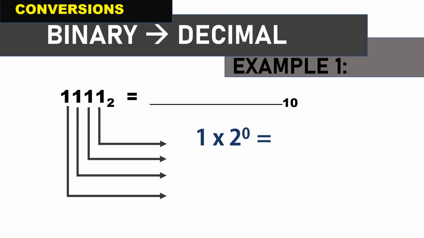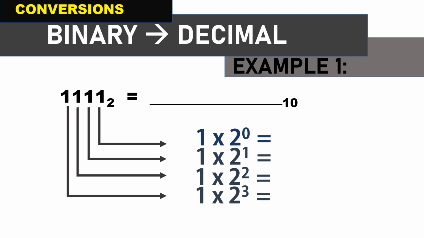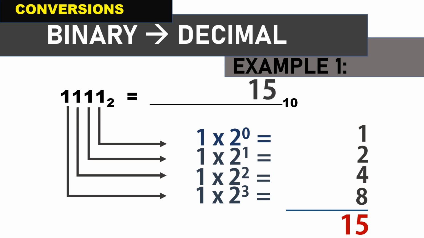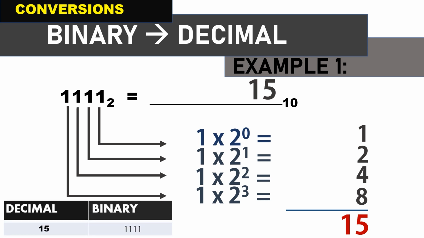So we have 1 times 2 raised to 0, then another one times 2 raised to 1, then another one times 2 raised to 2, then another one times 2 raised to 3. Then getting the product of that, we have 1 for the first one, then 2, then 4, then 8. And if we add that, so get the sum of the products, we have 15. And it also proved the table that 1111 is equal to 15 in decimal. So if we check the table, the given decimal 15 is also equal to 1111 in binary.